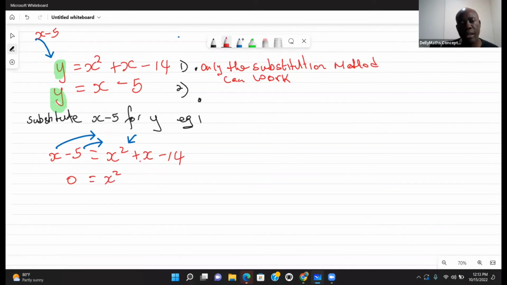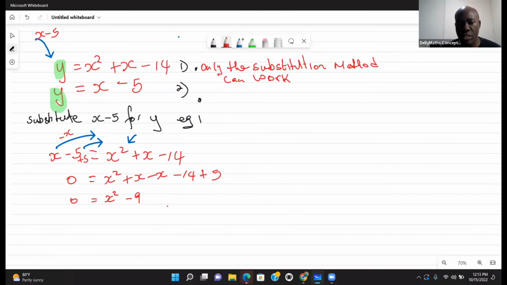Now you will have positive x, and then there's a minus x coming, and there's a minus 14, and then there's a minus 5, there's a plus 5 coming. So you're seeing where that is coming from, because you know how you deal with these: you subtract x from both sides, you add 5 to both sides, and that's what is going on. So then 0 is equal to x squared minus 9. All right, so x squared minus 9.